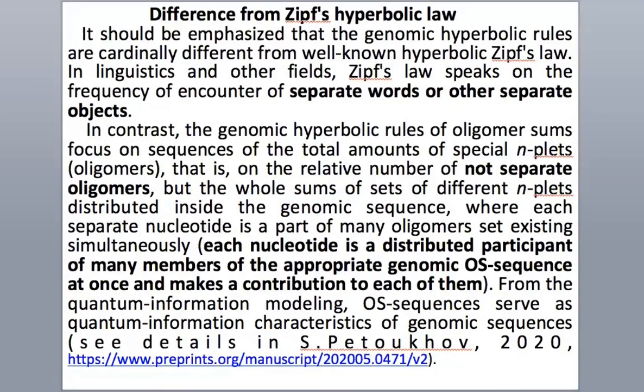that is, on the relative number of not separate oligomers, but the whole sums of sets of different N-plets distributed inside the genomic sequence, where each separate nucleotide is a part of many oligomers of a set existing simultaneously. Each nucleotide is a distributed participant of many members of the appropriate genomic oligomer sum sequence at once and makes a contribution to each of them.